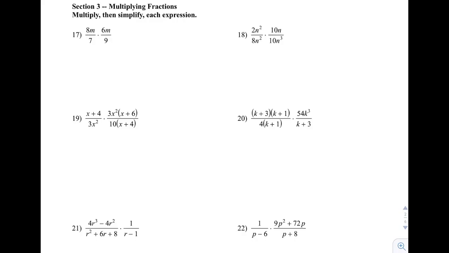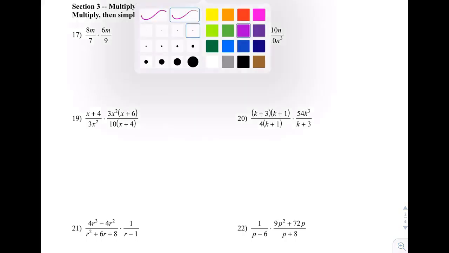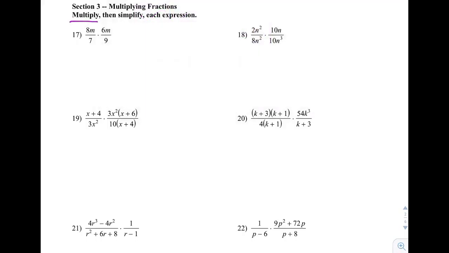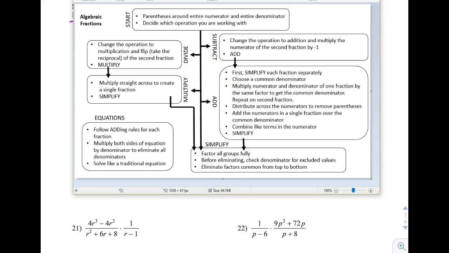We are moving into section 3 where we're going to be multiplying fractions. Our directions say to multiply and then simplify each expression. So first we're going to carry out the multiplication, and then we are going to finish off by simplifying what we're doing. We go to our handy dandy flowchart here.